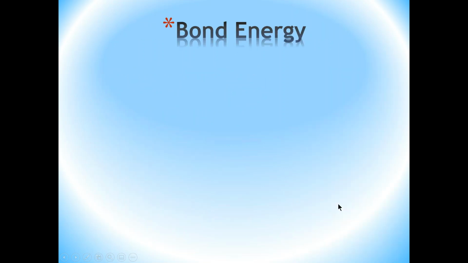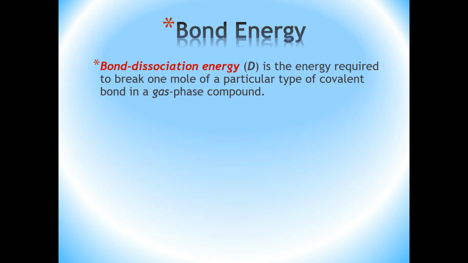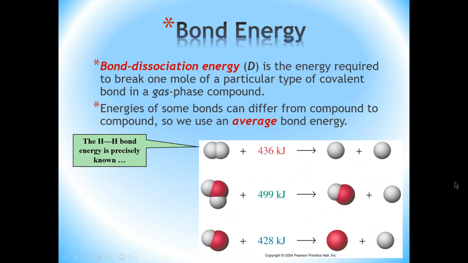for other atoms. All right, now the bond energy is related to the bond order and the bond length, and by definition, it is the energy required to break 1 mole of a particular type of covalent bond in a gas phase compound. All right, so if you have, for example, a hydrogen to hydrogen bond, then it takes 436 kilojoules to break it up to form the atoms. In the case of water, if you want to break the hydrogen to oxygen bond, it takes 499 kilojoules to do so. And then for the remaining species, if you want to break that bond, it takes this much energy to do so. All right.